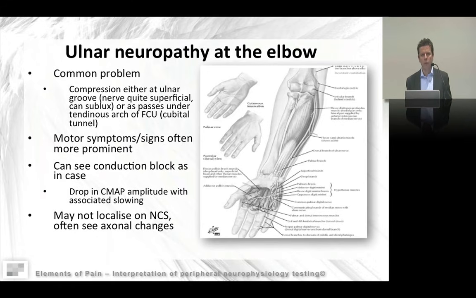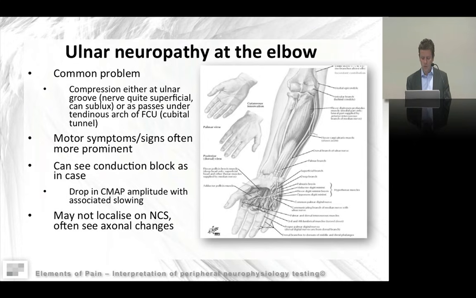It's not uncommon to have more motor than sensory problems. People often present more with weakness of the hand rather than noticing the numbness. What we're looking for on the testing, as in this case, is conduction block, and we've found quite classical change in this example. That's where we get the drop in the amplitude along with the associated slowing. You may not see such marked changes. It might not localise so well. You might see more degenerative axonal change, particularly if it's more long-standing. So they're certainly not always so easily diagnosed.